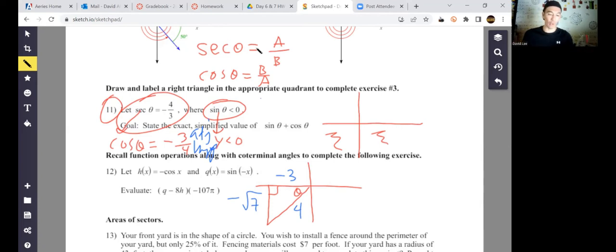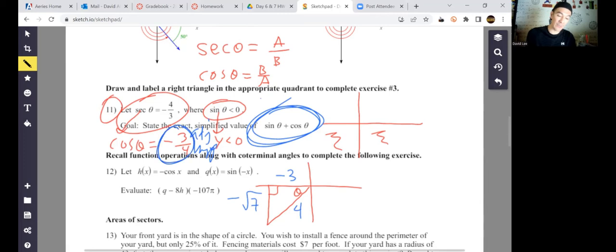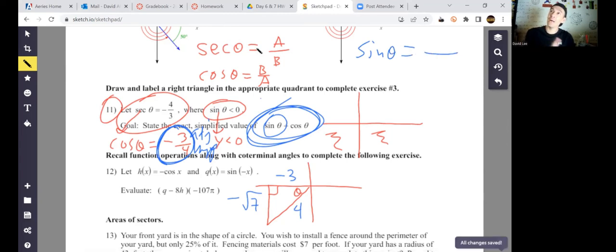Now what's the goal? The goal is right there. They want sine plus cosine. Well, we don't have to worry about cosine. We know what cosine of theta is. We just have to find sine. So let's do some scratch work. Sine is opposite over hypotenuse. So my opposite would be negative square root 7, and my hypotenuse would be 4.